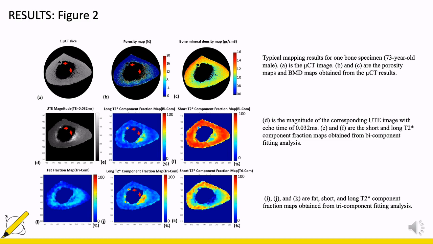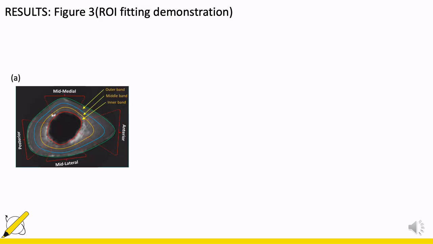From this figure 2, we could see that the tricomponent fitting results are more similar to the micro-CT porosity and BMD results. For the quantitative comparison, we actually need to do a more precise ROI analysis. This is a demonstration of how we make ROIs on the bone. For each bone, we define 3 layers from inner to outer. Then for each layer, we also separate it into 4 regions: anterior, posterior, mid-medial, and mid-lateral. So for each bone, we have 12 ROIs.